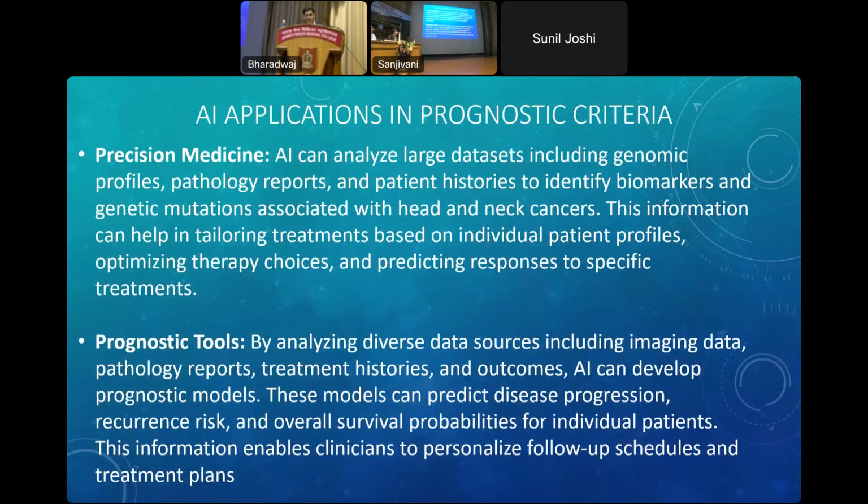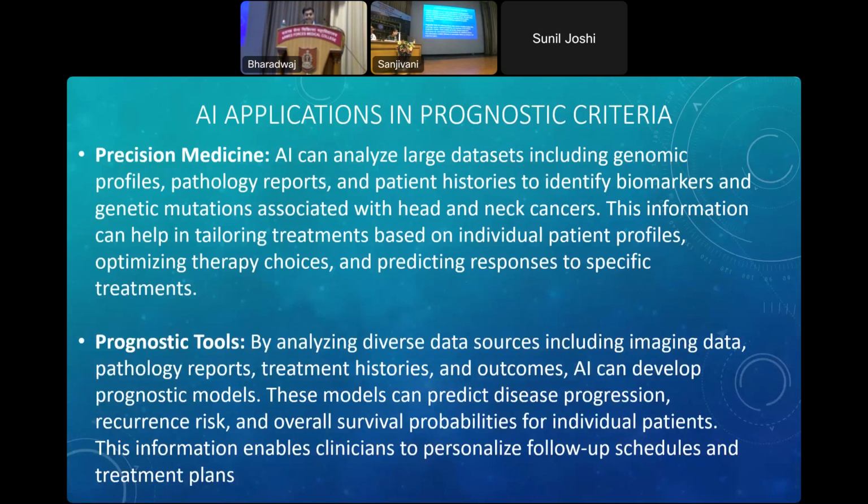So now we'll discuss the prognosis criteria. It is a precision medicine. AI can analyze large data sets, including genomic profiles, pathology reports, and patient histories, to identify biomarkers and genetic mutations associated with head and neck cancers. This information can help in tailoring treatments based on individual patient profiles, optimizing therapy choices, and predicting response to specific treatments. So there are various prognostic tools which have been devised.